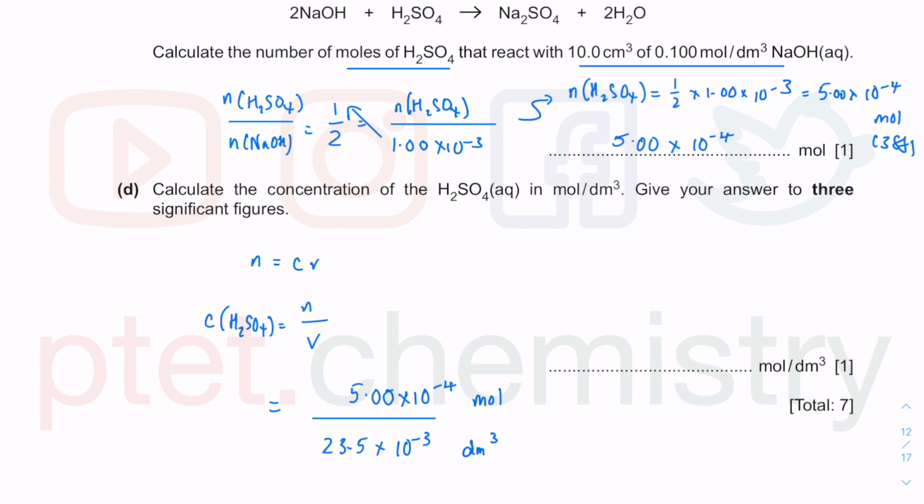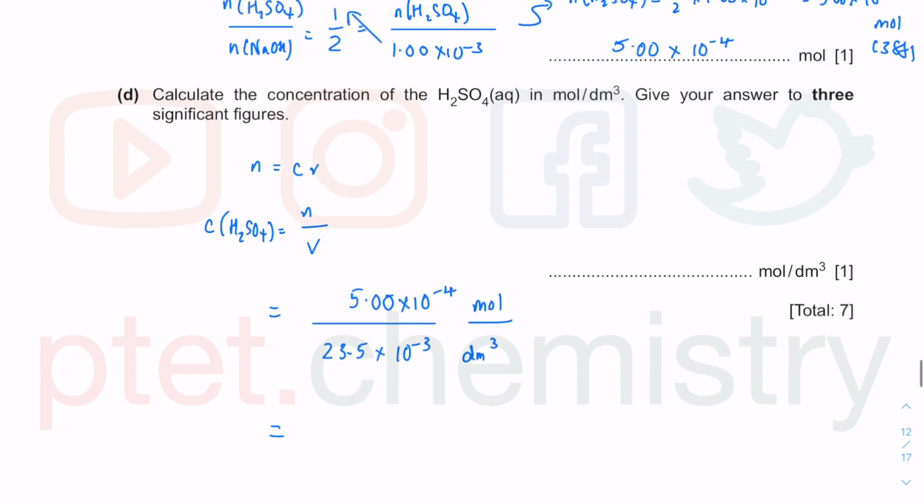So this is the mole of the H2SO4. So mole divided by dm cube, that is the unit for concentration. So I get 0.021277. We need our final answer to 3 significant figures. That is as what the question has instructed us, 1, 2, and 3. That is more than 5, so 0.0213 mole per dm cube is going to be our final answer there.